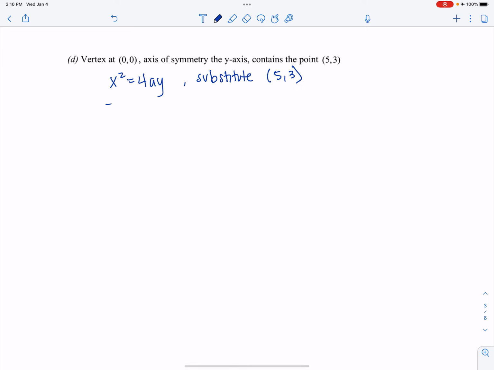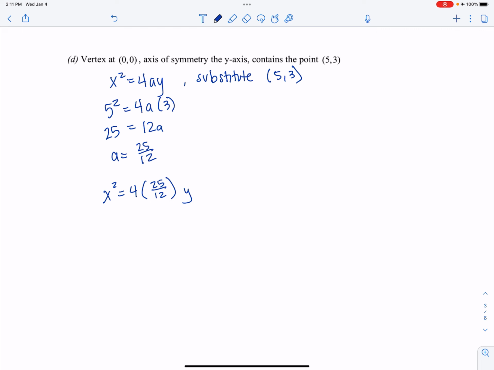So we have 5 squared equals 4a times 3. This gives us 25 equals 12a. So a is 25/12. Now we're a little bit closer. So we had x squared equals 4, and now we know what a is, so a is 25 over 12, y.